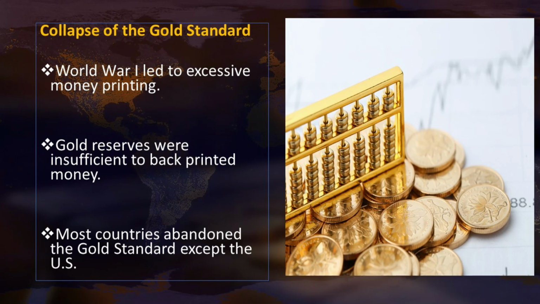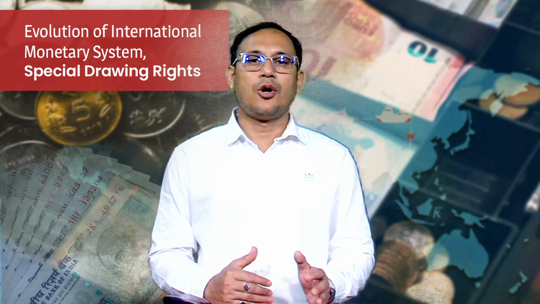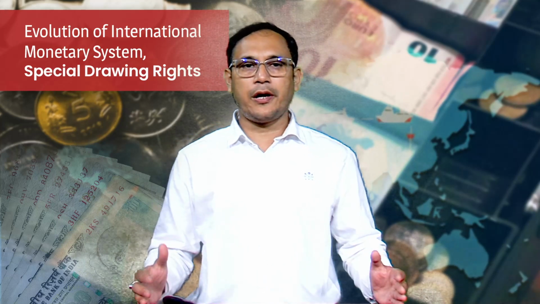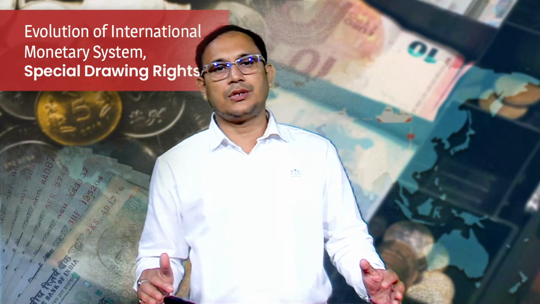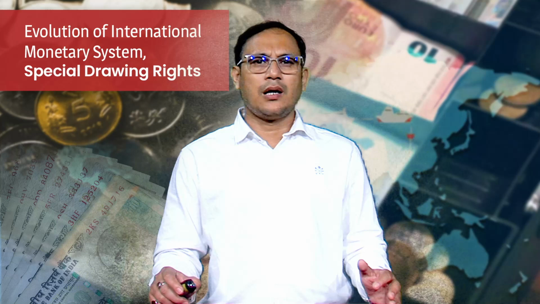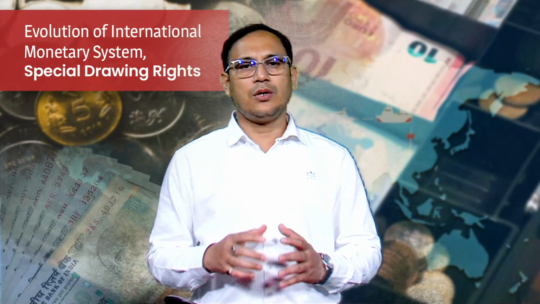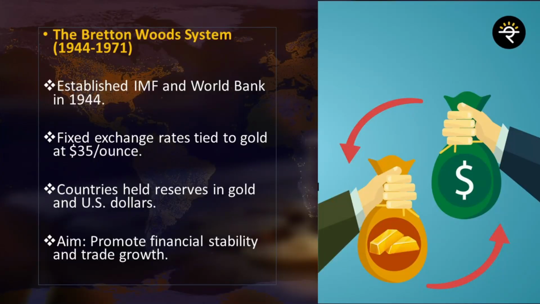Now, after the collapse of the gold standard, another system occurred, which is known as the Bretton Woods system. It was introduced in 1944. So if you see the period of the Bretton Woods system in the international monetary system, we have to consider the period from 1944 to 1971.